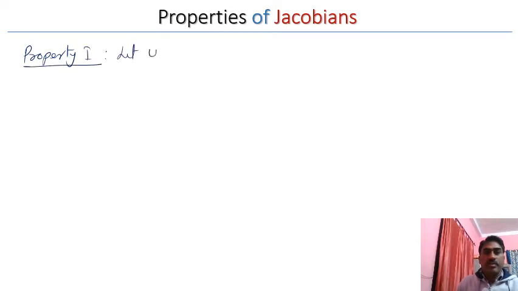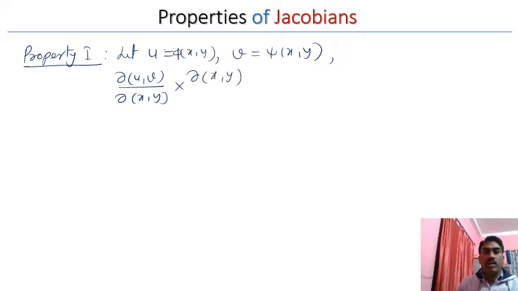Let u be a function of x and y, and v be a function of x and y. Then the Jacobian of u, v with respect to x, y into the Jacobian of x, y with respect to u, v is equal to 1. It means the Jacobian of u, v with respect to x, y is the inverse of the Jacobian of x, y with respect to u, v.